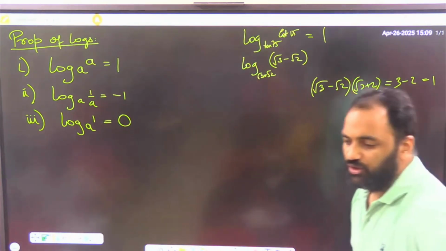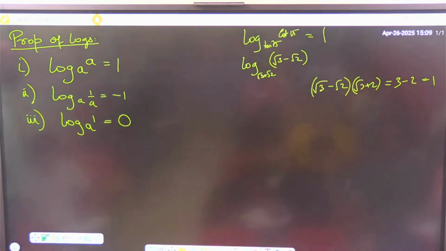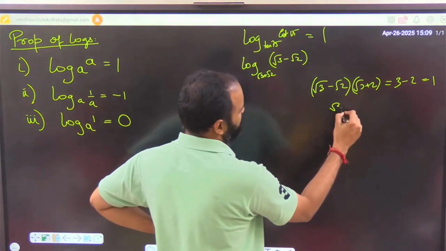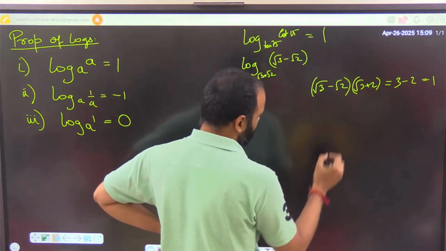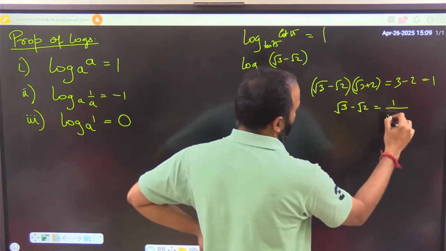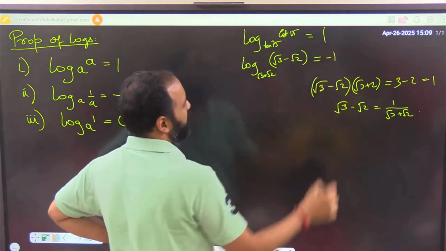So the two numbers are multiplicative inverses. From here we can say that root 3 minus root 2 is 1 by root 3 plus root 2. So the value would be minus 1.